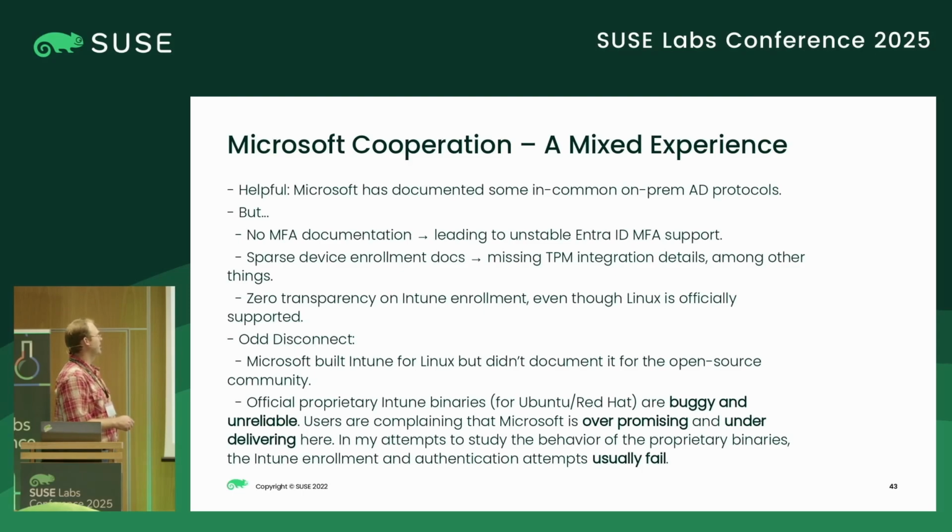There is zero transparency at all on Intune. None whatsoever. They don't document any of it. They don't collaborate on Intune. And it's kind of an odd disconnect, because Microsoft built Intune for Linux, but then they didn't document it. And their official proprietary binaries, which, by the way, are only available on Ubuntu and Red Hat, are buggy and unreliable. And that's not just from my experience. Users have been complaining to me that Microsoft is over-promising and under-delivering.